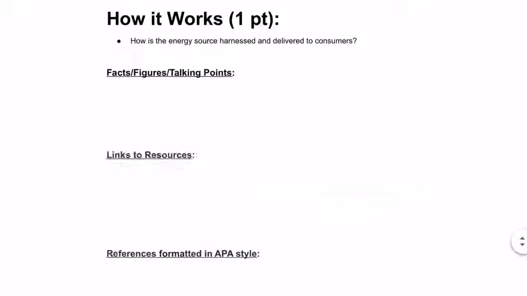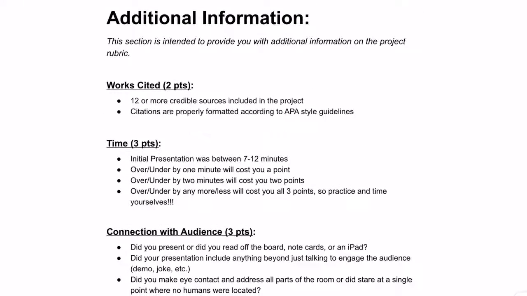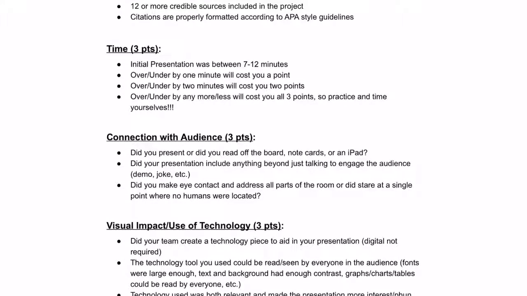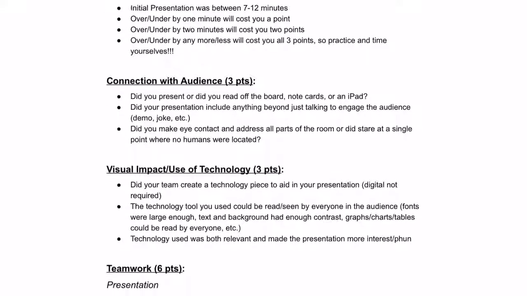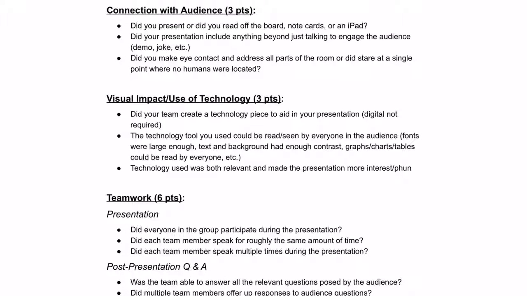At the very end of all of these, there's the additional information, which are the parts on the rubric that are not specific to your research category. For example, here's your works cited. When you're actually doing your presentation, you'll be timed, so here's the breakdown on the timing, your connection with the audience, the use of your technology piece, whatever that happens to be, and then of course your teamwork. The self-assessment is an individual rubric that each team member will fill out at the very end of the project, and you will access that a little bit later on.